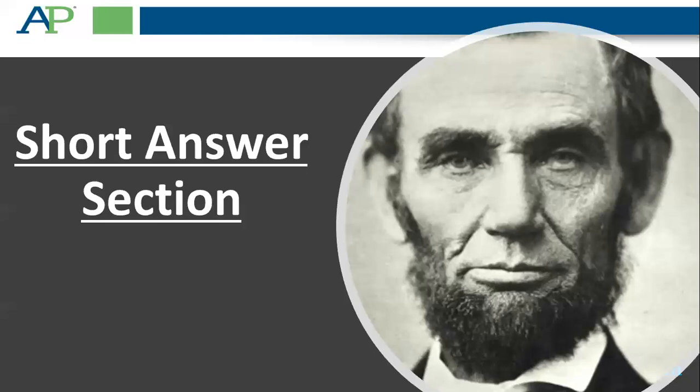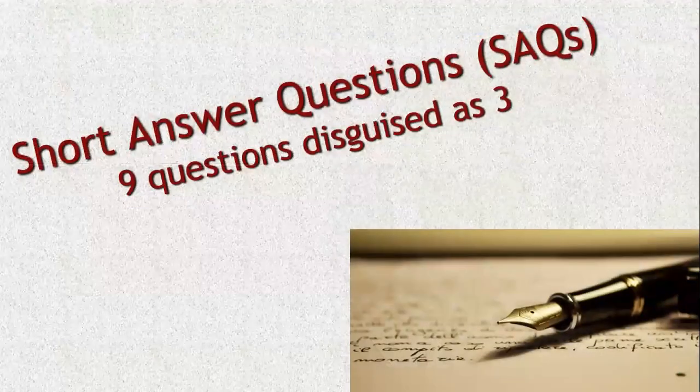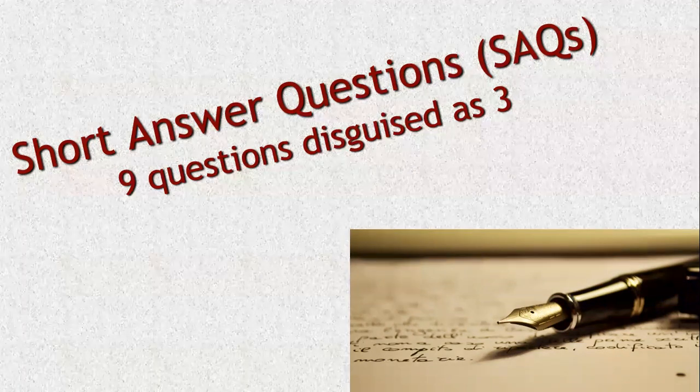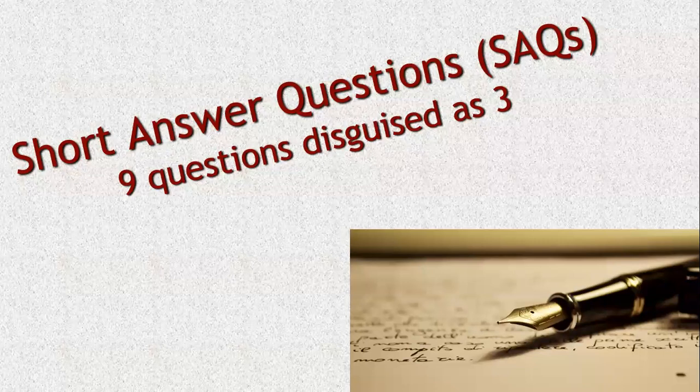The short answer section itself is 9 questions that's kind of disguised as 3. What I mean by that is that you're going to see 3 questions that you're going to have to answer. But in answering those, you are going to actually have ABC, ABC, ABC, which equals 9 questions. So you'll see how that works.